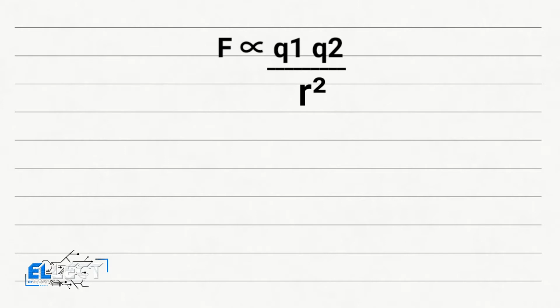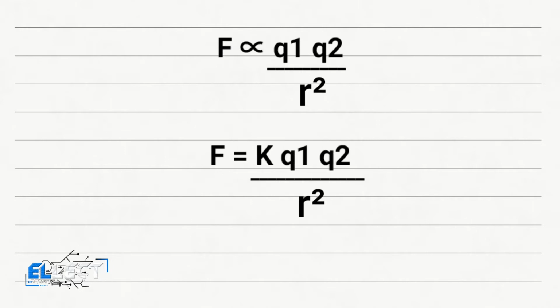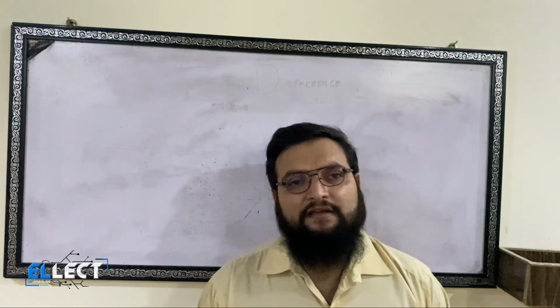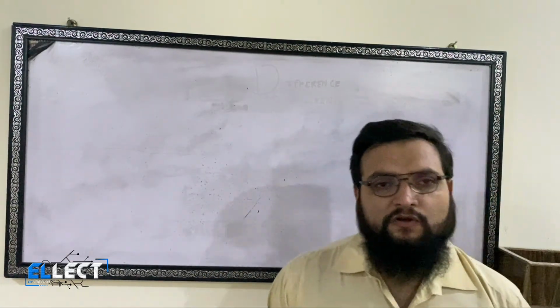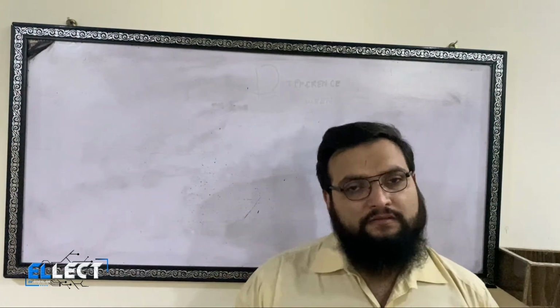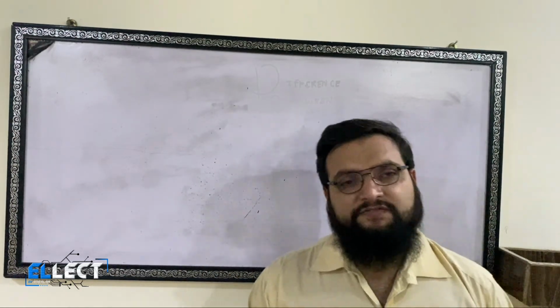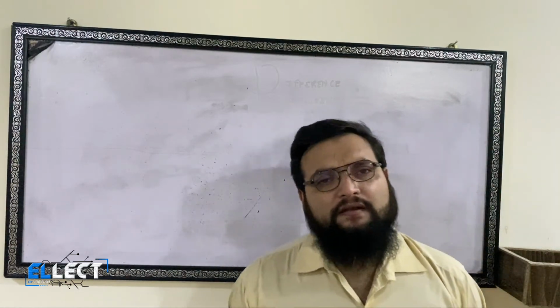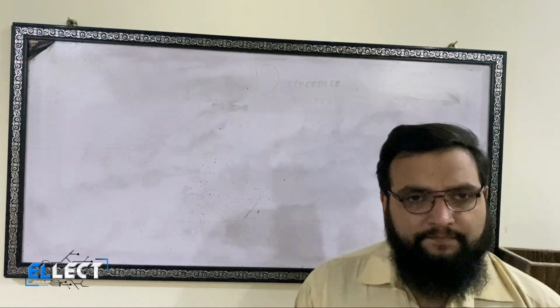Now to remove the proportionality, we have to insert a constant over here. So F is equal to k q1 q2 over r square. We have discussed that a constant always lies within independent variables, so force depends on all these parameters, charges and distance. So now we can derive the value of k. k is equal to 1 over 4 pi epsilon naught.